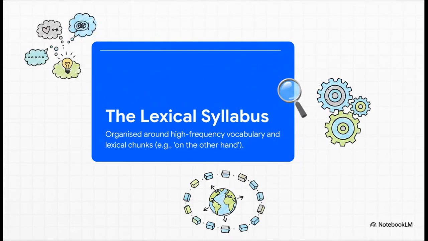Then you've got another modern idea, the lexical syllabus. This approach says, hey, real fluency doesn't come from memorizing grammar rules. It comes from mastering thousands of these common word combinations or chunks. Phrases like, on the other hand, or make a decision. It focuses on the real building blocks that native speakers use all the time, which is a very real-world analytic way of looking at things.